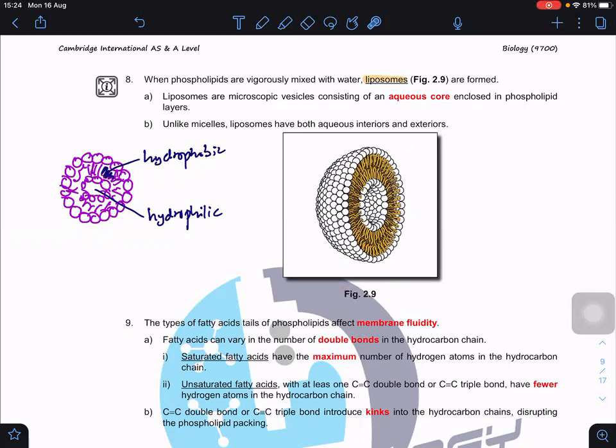So a liposome is something we also call like a cell, right? So it's a cell, you have the membrane, and then inside what do we have? Cytoplasm. So a liposome basically mimics the cell.